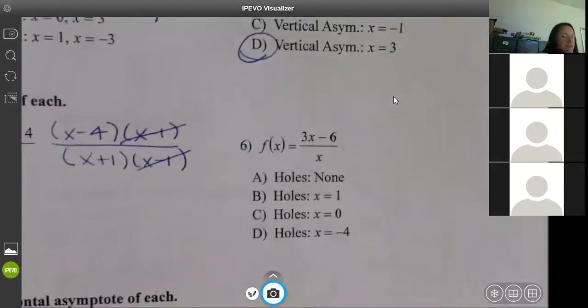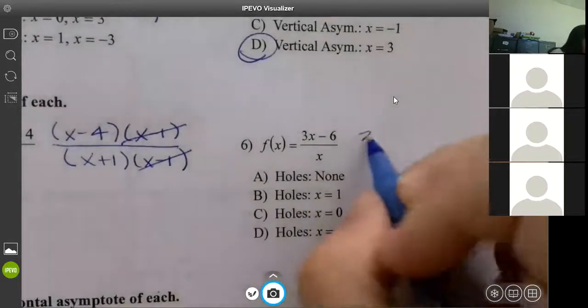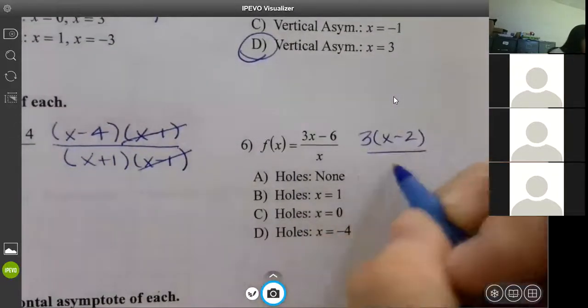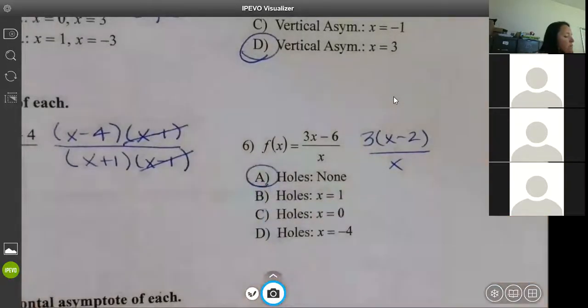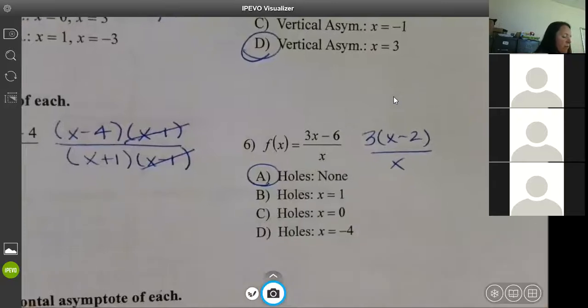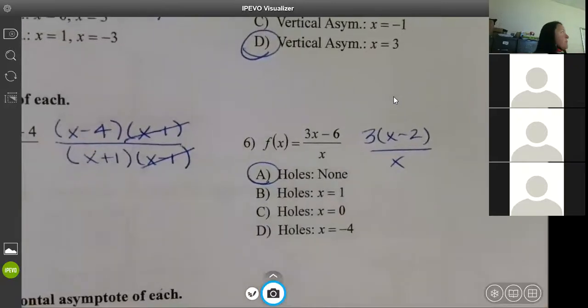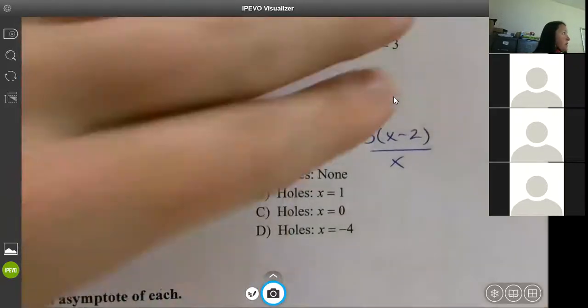What about number 6? Factor the top, I get 3x minus 2 over x. Did I mark anything out? Are there any holes? No. Okay. 7 and 8, I will give you the answers to because we don't do horizontal asymptotes. I will show you how to do those later on. Those were not in any of the stuff that I do. So I'll help you out with those. But that means you have to get the rest of them right. Does everybody understand that? You gotta get all of them right.